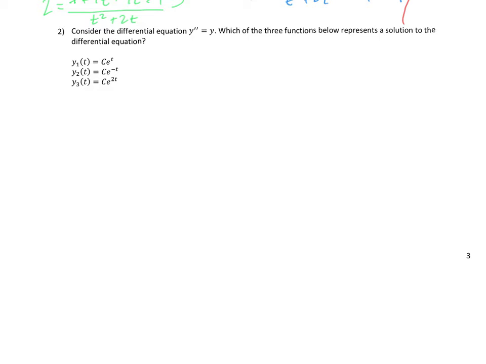All right, one more. Let's look at y3. c e to the 2t. So I'm going to have to calculate y prime and y double prime. So I have 2c e to the 2t and 4c e to the 2t. Chain rule. And then plug in, does y double prime equal y? y double prime is 4c e to the 2t. y is c e to the 2t. Those are not equal, so that's not a solution.